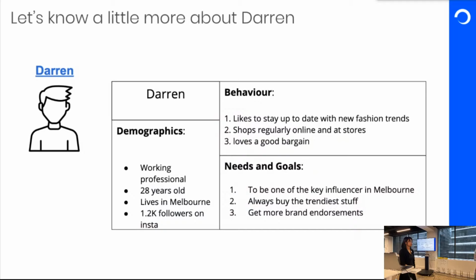He wants to become a key influencer in Melbourne. He wants to always buy the trendiest stuff, whatever is popular, whatever makes more sense, whatever is relevant from his buying history. And he wants to get more brand endorsement. He's made 1.2 thousand Instagram followers. He wants to create a brand for himself, to become a brand endorsement kind of person. Okay? So that's just a bit of persona for Darren.